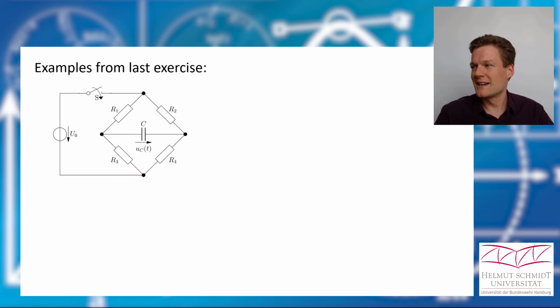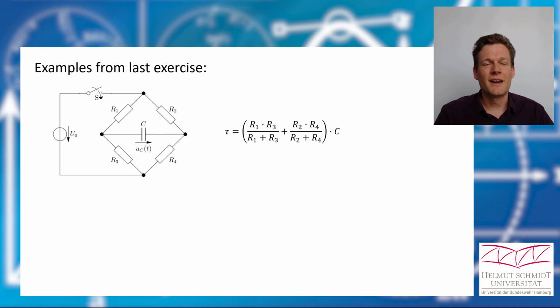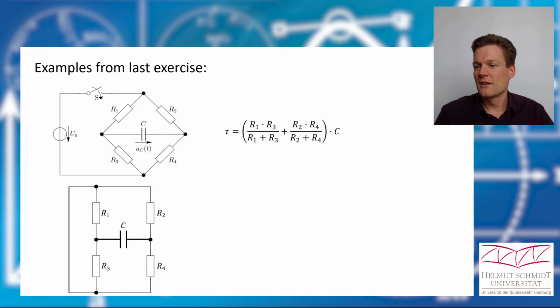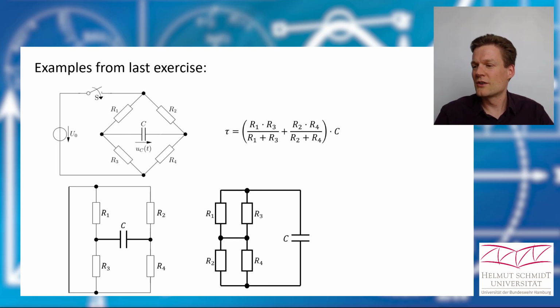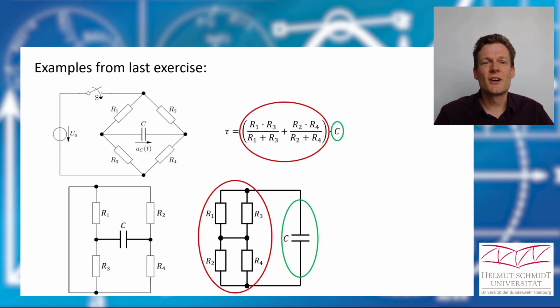From the last exercise lesson, we found out here that tau looks like this. And again, I deactivate the source of the circuit, I close the switch, and then the circuit looks like this. And now I rearrange the elements again, so the circuit can be redrawn like this. Okay, and now this is our capacitance, and this here is the total resistance from the point of view of the capacitor.